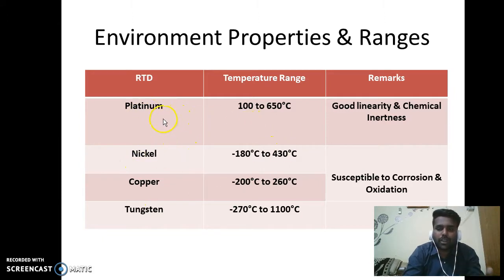Compared to all four metals, platinum is very good in its linear characteristics. Nickel and copper are somewhat non-linear. Compared to platinum, these three are somewhat non-linear in nature.